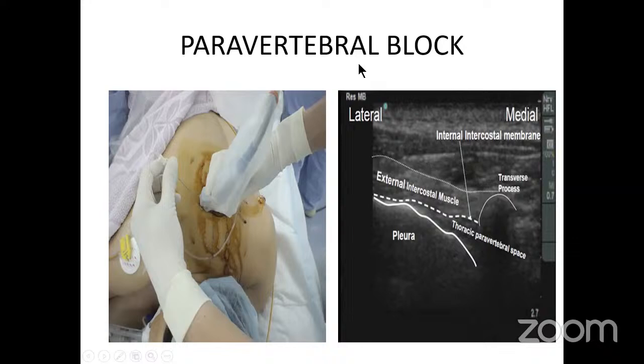Am I audible? I just want to emphasize, for the blocks which Dr. Vikas is explaining to you all, USG is mandatory. You cannot perform them without USG. Practically, it is impossible to give them blindly. So the topic we have decided, the role of USG, is actually a very big advantage of USG these days. Now we shall move to the other blocks.